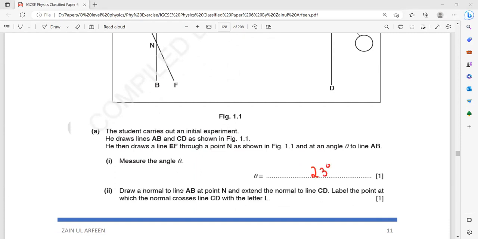Then draw a normal to line AB at point N and extend the normal to line CD, and label the point at which the normal crosses line CD as L. So we have to draw a normal for line AB. A normal is always perpendicular to the surface at the point N, and we have to extend it until it meets line CD, and label that as L.